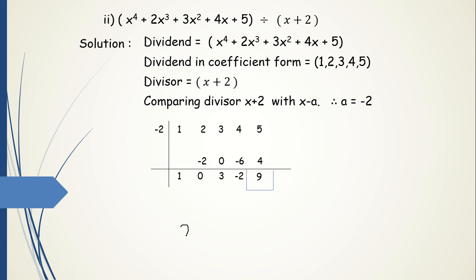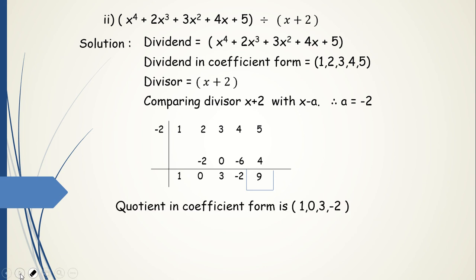So it's going to be x cube plus 0x square plus 3x minus 2. So that's raised to 3, raised to 2, raised to 1 and minus 2. So this is going to be the quotient and the remainder is 9. So quotient in coefficient form is 1, 0, 3, minus 2. Okay, and this is the quotient, x cube plus 0x square plus 3x minus 2.